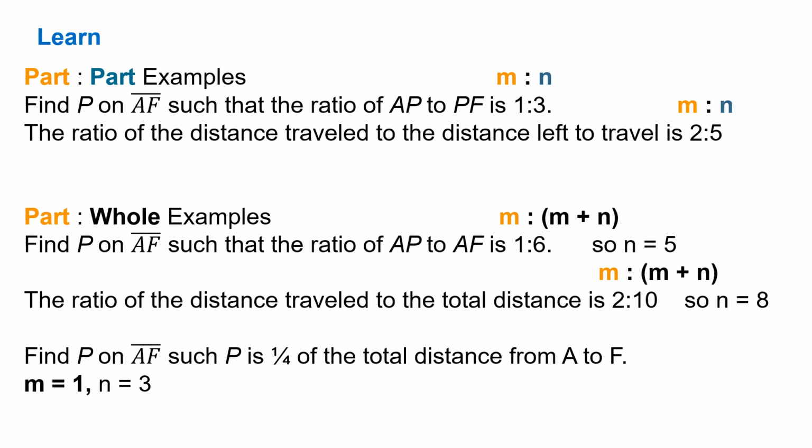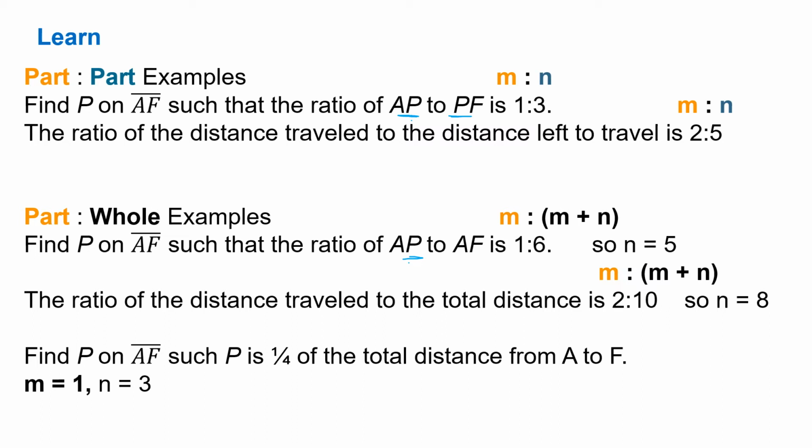However, there is another type of way to partition a line segment, and it's called a part-to-whole relationship. This is what it looks like mathematically and in words. Find point P on AF such that the ratio of AP to AF is 1 to 6. Notice that unlike in our part-to-part, where we have the point that we're looking for in both segments, we only have it in the first one. This is what clues us in to the fact that this is a part-to-whole relationship.